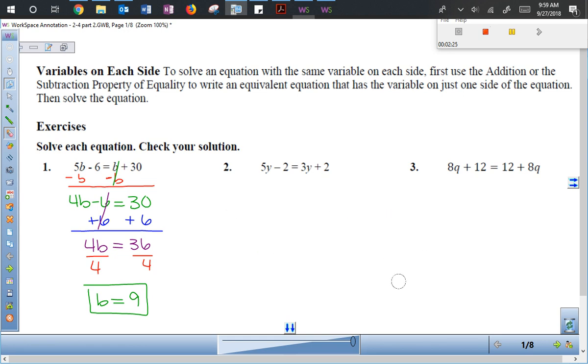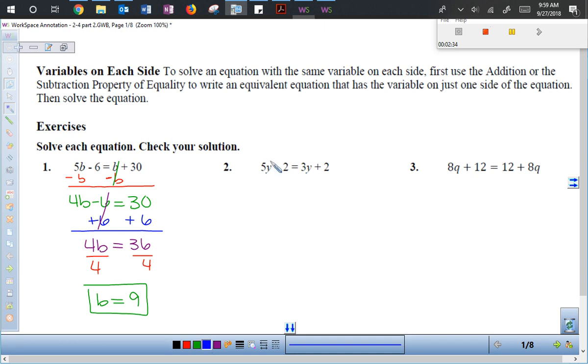Now on number 2, I have 5y minus 2 equals 3y plus 2. Again, to solve, we want to get all of our variables onto one side and all of our constants onto the other. So let's start by looking at the y's. I have 5y on the left side and 3y's on the right side. If I subtract 5y, that'll give me a negative over here. But if I subtract 3y, that'll give me a positive over here. So that's what I want to start with. I'm going to subtract 3y from each side.